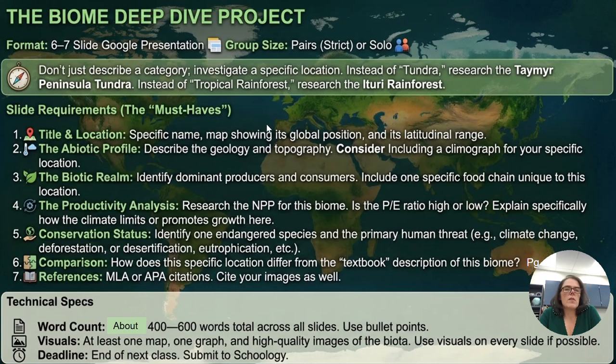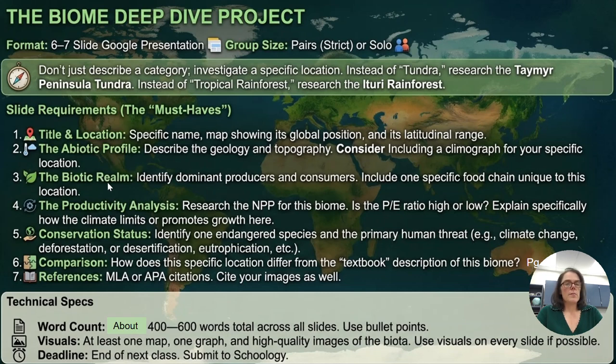You have a title and a location for your biome. There's a specific sign-up you can do. I have lots of specific biomes listed if you're having trouble figuring one out, and you can go in and sign up for one. And then I want you to do a slide on the abiotic profile: describe the geology and the topography. Consider including a climograph for your specific location. That would be great.